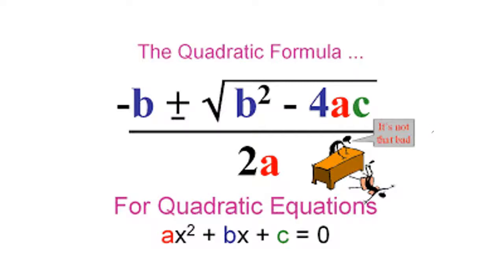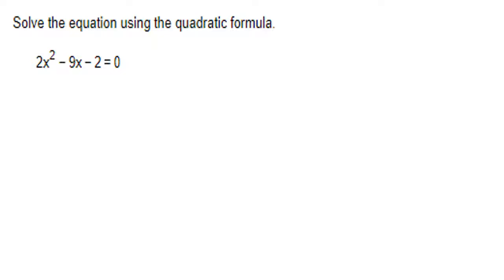You might be like this little fellow that's saying it's not that bad, or you might be the one thinking, oh no. Now let's take a look at what we really do. You will start with a quadratic equation that is set equal to 0. This is important. Unlike completing the square, where you have to have a constant on the right-hand side, the equation should be equal to 0.